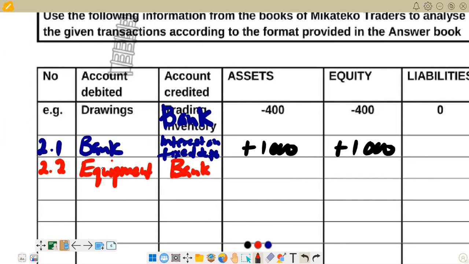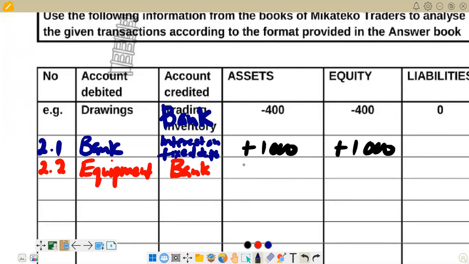Now we come to the accounting equation and see what equipment is affecting and what bank is affecting. We start with equipment. Equipment is a non-current asset, so it comes under assets, and we are debiting it. Whenever we debit an asset, it's a plus. So we have a plus for equipment under assets. And then bank also is an asset. We should take note of that. And here we are crediting, and when we credit an asset, it's a minus.